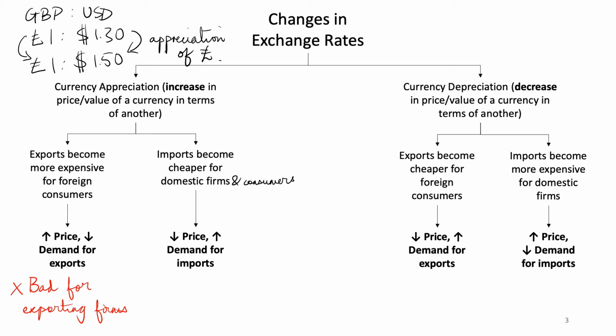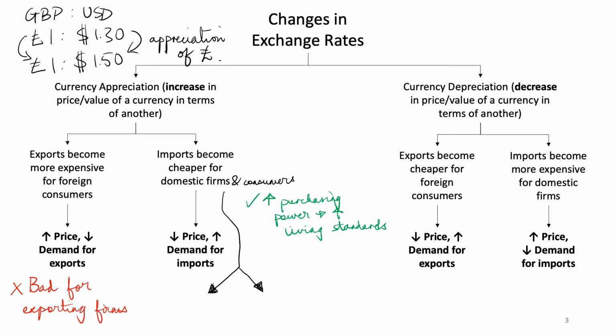The distinction between domestic firms and domestic consumers in this case is very important. Firstly, if we look at consumers, obviously imports becoming cheaper for consumers is a good thing, because this means that with limited budgets, limited disposable income, consumers have a higher purchasing power, and so they can buy more goods and services, increasing their living standards. So currency appreciation is a good thing for domestic consumers. With domestic firms, however, it's a slightly more complicated issue.